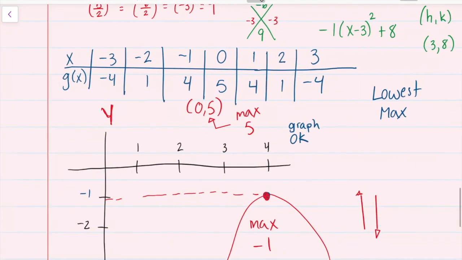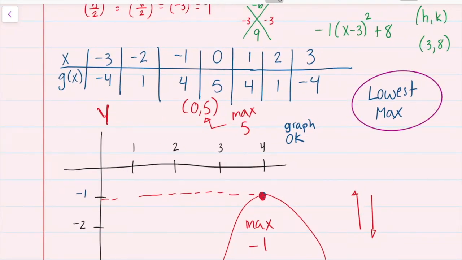So once again, if I want to know which one's my lowest max, well, what's the lower number? A 5 or a -1? You guessed it. -1 is a lower number. Therefore, that is the answer.